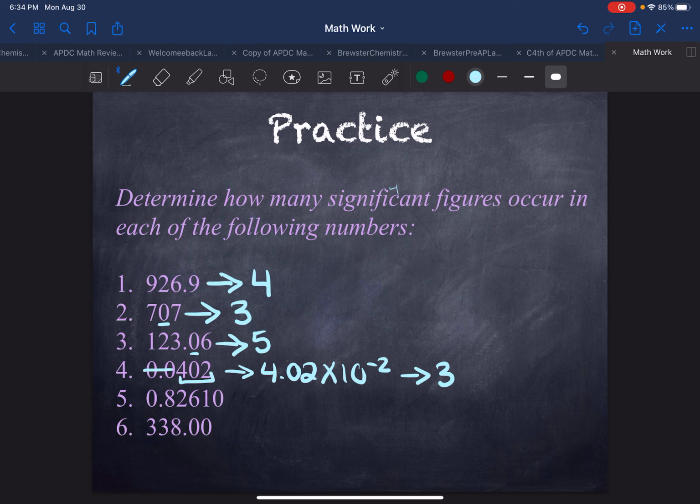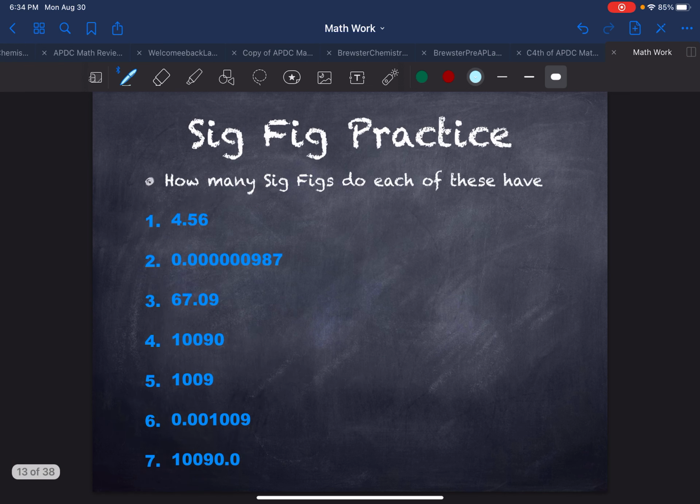Let's look at number 5. This leading zero is not significant, but this zero is significant. And once again, here we are measuring, so those 2 are significant. Those of you who are in honors, I do expect you also to do this. So I'm going to go ahead and put this down. There's 3 here. These are the only ones that are significant here.